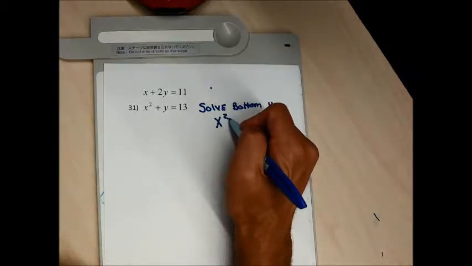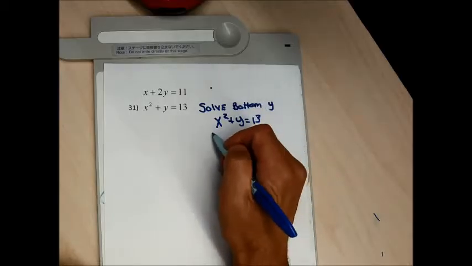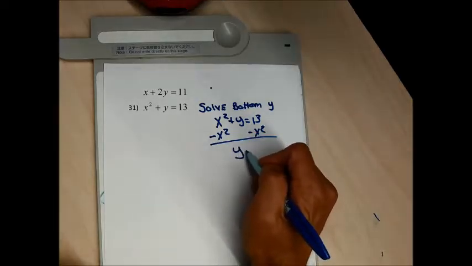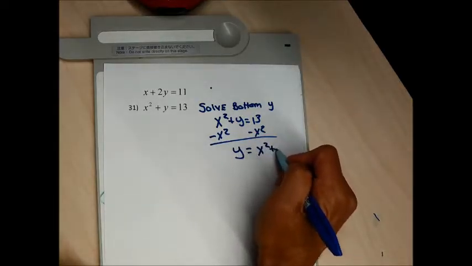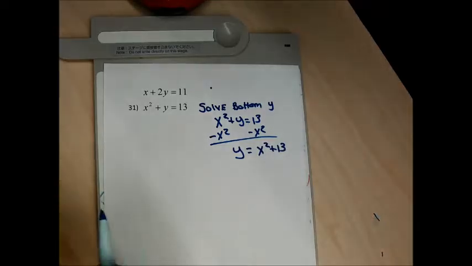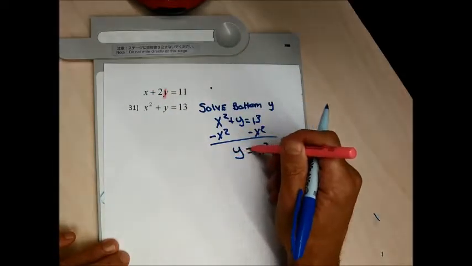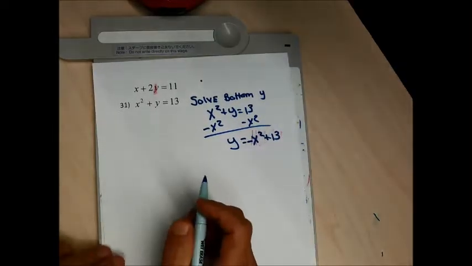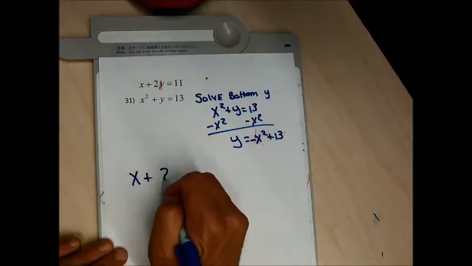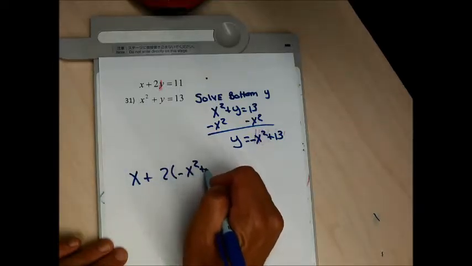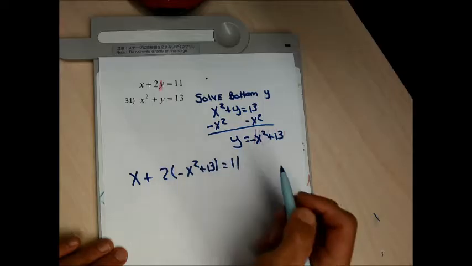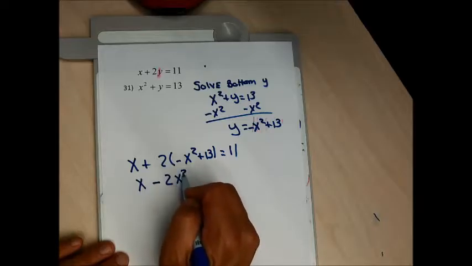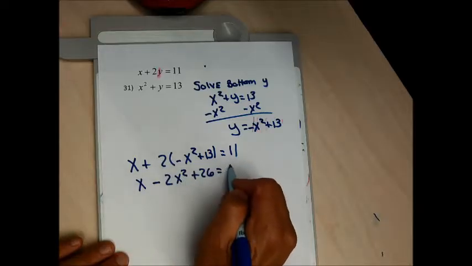So I have x squared plus y equal to 13. Easy enough to solve this for y. I'm just going to minus x squared from both sides and get y equals negative x squared plus 13. Now in the top equation, I'm going to take that y and change it to minus x squared plus 13. I need that minus there. So this is going to give me x plus 2 times minus x squared plus 13 equals 11. We do that multiplication, I get x minus 2x squared plus 26 equals 11.